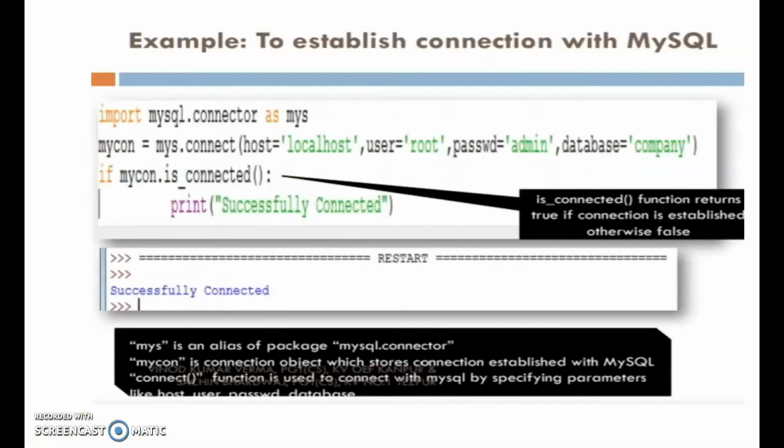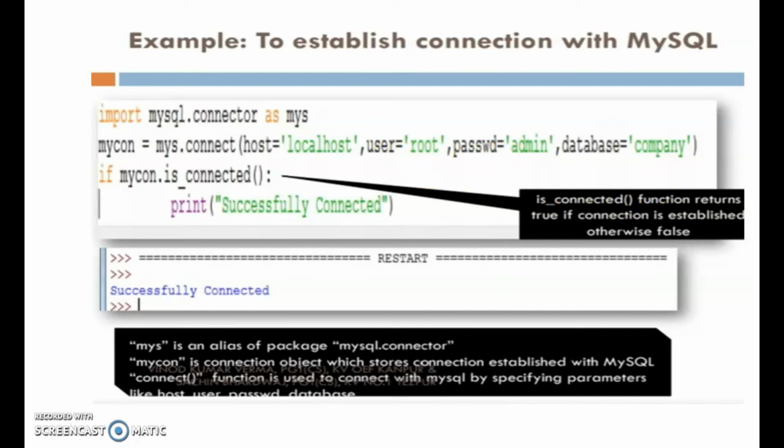So here, one example: import mysql.connector as mys. This mys is an alias name given for mysql.connector. Then my connection: mycon is equal to mys.connect, host is equal to localhost, user equal to root, password equal to admin, database equal to company.